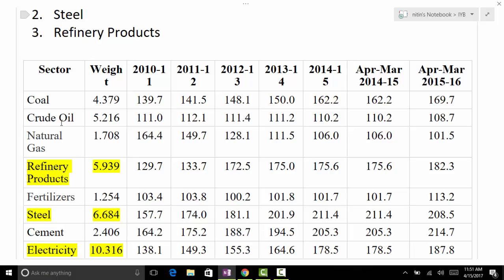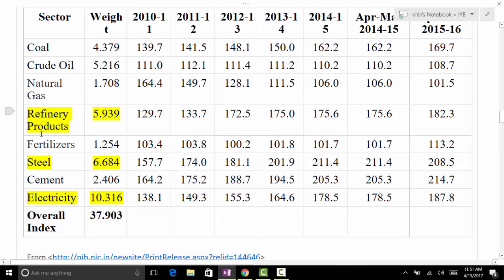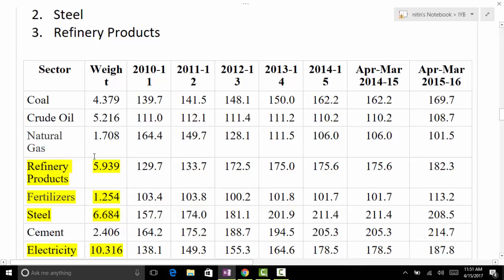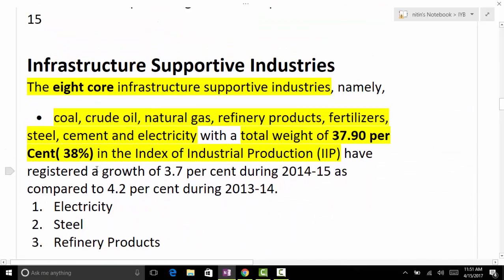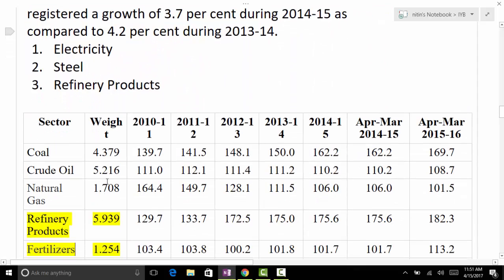So maybe this time they ask the declining order, the first three. The last one also. Last one is fertilizers, 1.254. So the weightage of fertilizers is the last one. Apart from weightage, can we categorize them into others? Now this is the possible categorization the question can be asked.